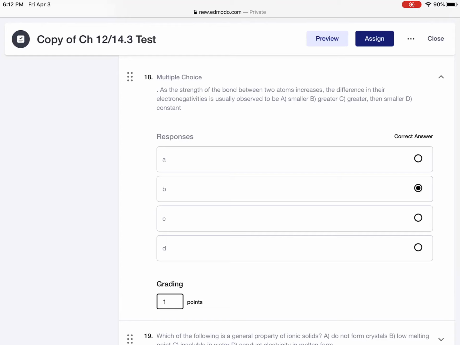18. As the strength of a bond between two atoms increases, the electronegativities also increase if we're talking about a non-water environment. So the answer is B.